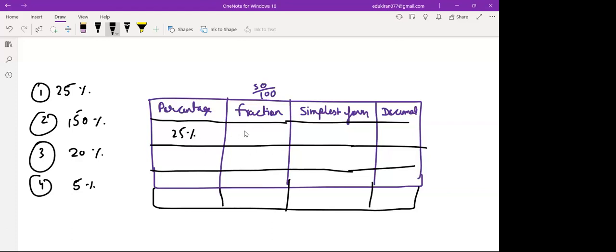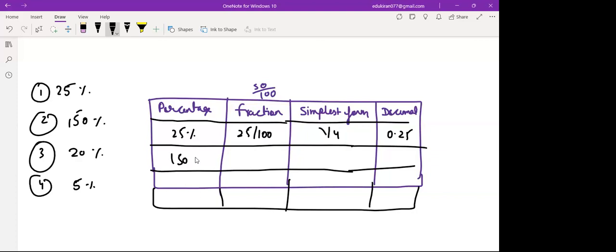25%. So when you do the fraction, 25 by 100. Ma'am, simplest form, 1 by 4. Everybody got this, 1 by 4. And the decimal? 0.25. Good. Yes, ma'am. Very good.